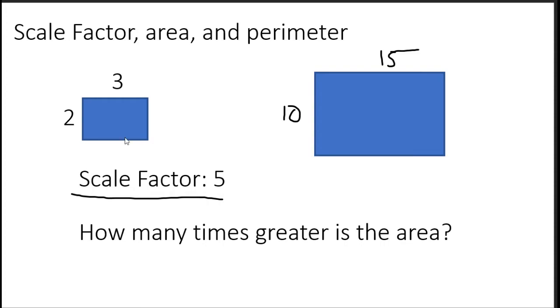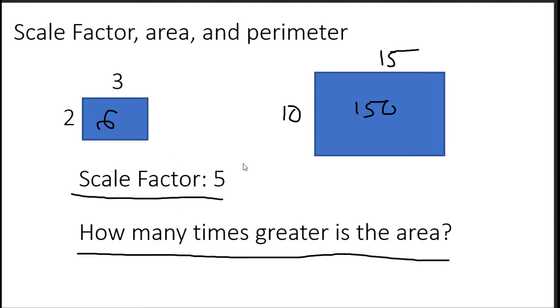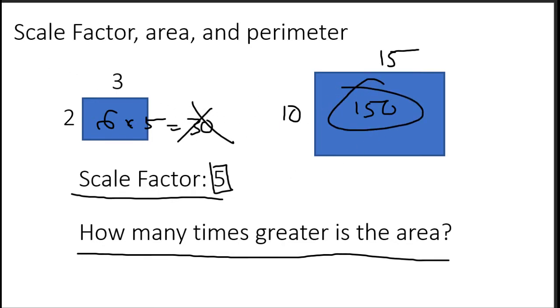Now here's the thing. Let's take a look at the areas instead. We can find the area of a rectangle by multiplying the base and the height. 3 times 2 is equal to 6. And 10 times 15 is equal to 150. So if we're going to answer the actual question, how many times greater is the area? A lot of people would think that area should be 5 times greater. But in this case, 5 times 6 is actually not equal to the new area, not equal to the 150 as it should be.